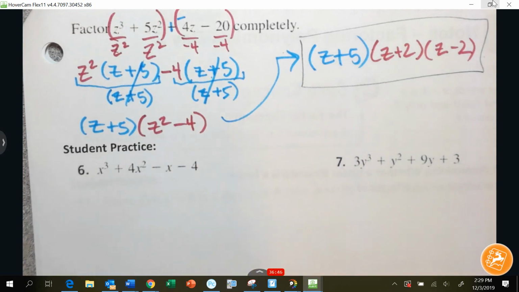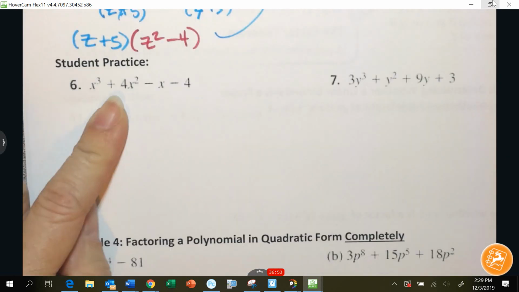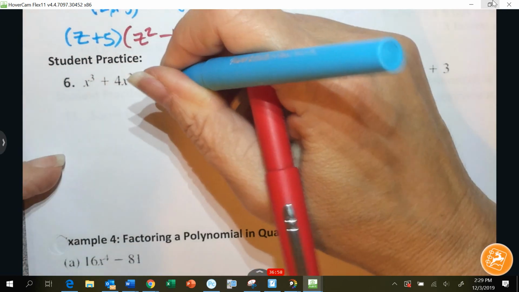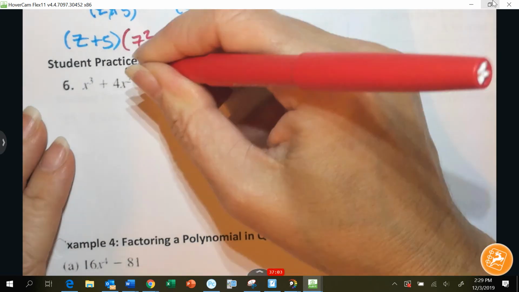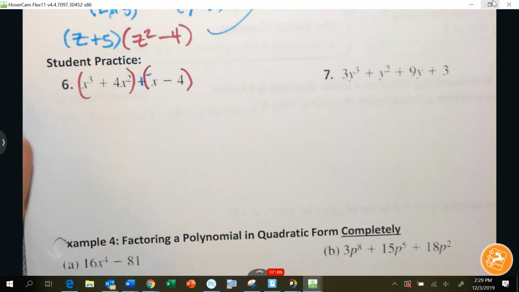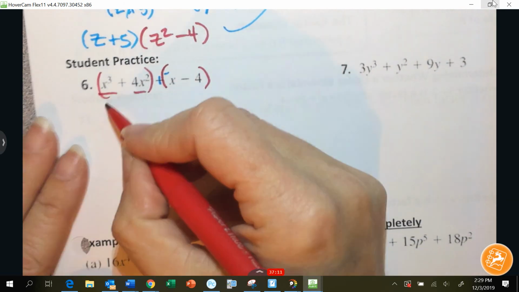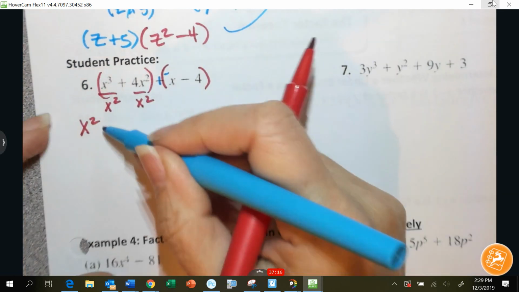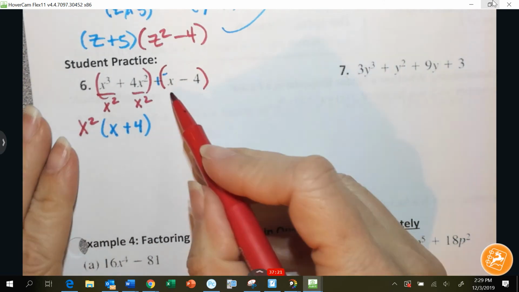Okay, student practice. We are not done yet. Let's look at this one. How many terms? 4. Is there a plus sign in between? No. You have to make it plus a negative. And then when I draw in my groups, the plus sign is the only thing in between. In my first parenthesis, factor out x squared, the GCF, so what's left over is x plus 4. Second parenthesis, what do we factor out?